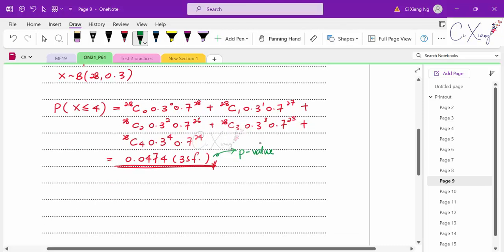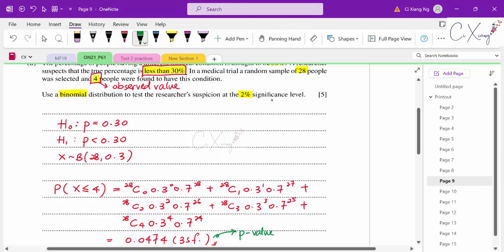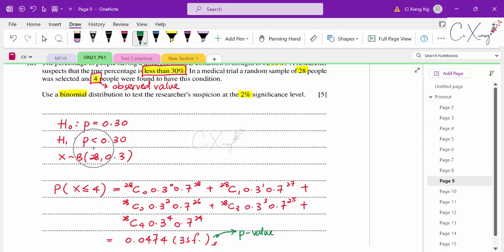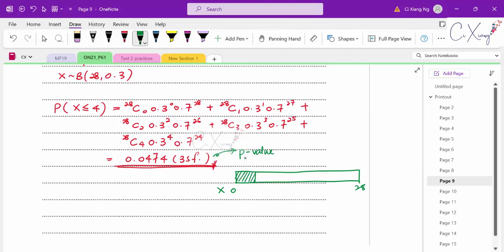Okay, so what does it mean? I'll show you one diagram here, but it is not the correct diagram. Please don't draw this in the exam, but it is for visualization purposes. At least you can imagine a little bit. So I have 0 until 28, and this is the x. The significance level tells us how big our rejection region is. So 2% is our rejection region, and our rejection region is on the left-hand side because the sign is smaller than in the alternative hypothesis. This particular area should be 0.02, 2%, right? So this is 0.02.